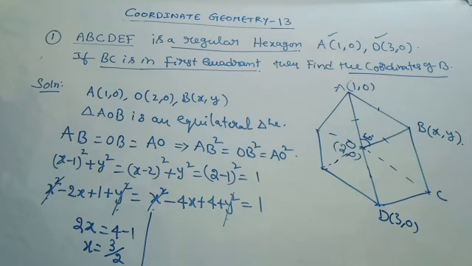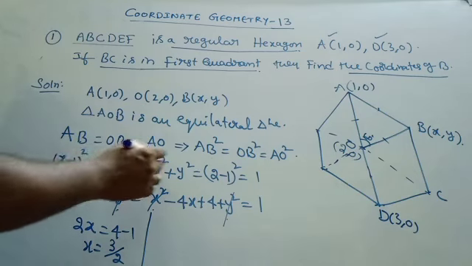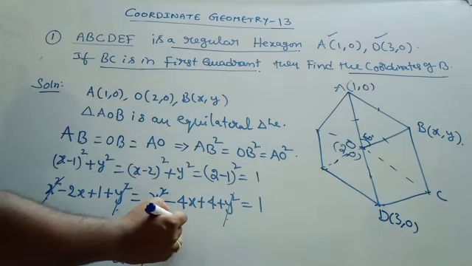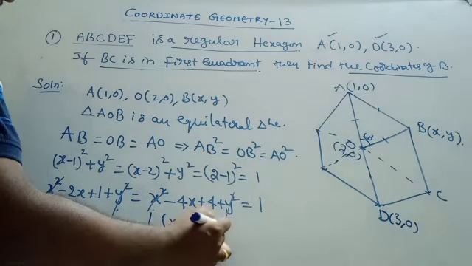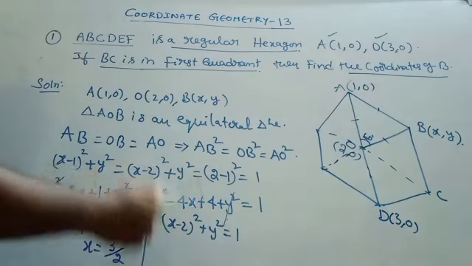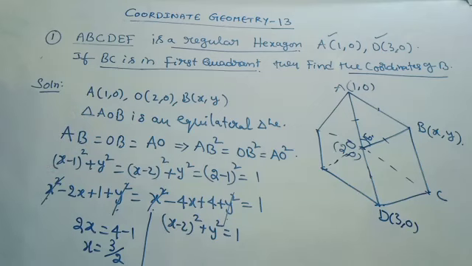Now once you have got x is equal to 3 by 2, let us try to get our y value, right? How are we going to get the y value? We will observe here, and let us take any one of the equations here, right? We know x minus 2 whole square plus y square is equal to 1. Either this equation or this equation, anything you can take.